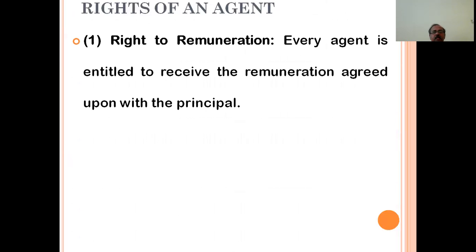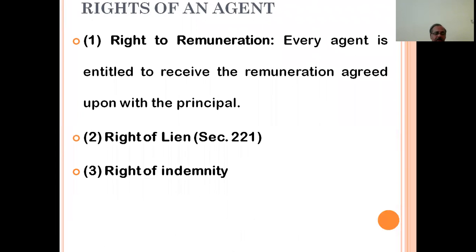The next one, we'll discuss what are the rights of agent. The first right is right to remuneration. Every agent is entitled to receive remuneration agreed upon with the principal. Because he is working for the principal, the agent has all the right to get remuneration.